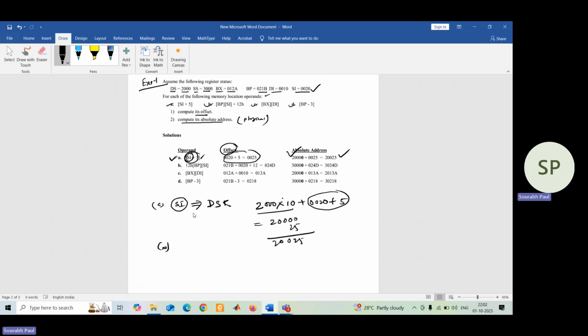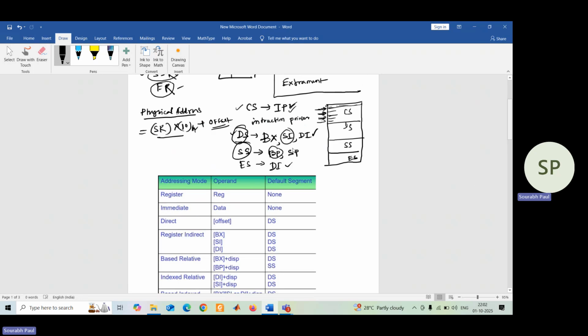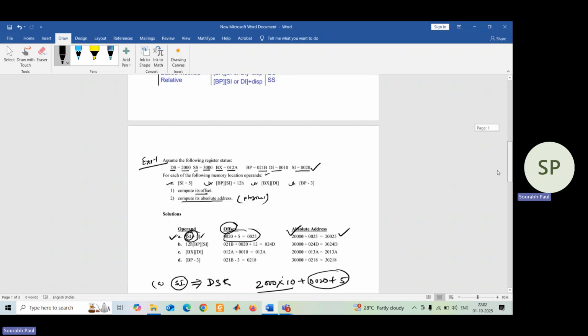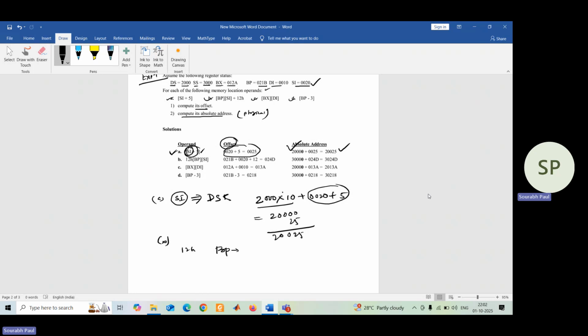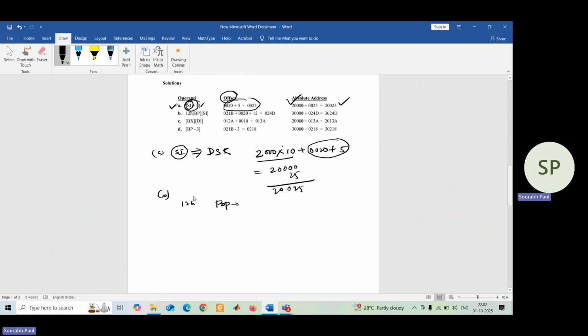Part B: 12H plus BP plus SI. Now, if base pointer BP is given, then the corresponding segment is stack segment. Just now we have seen. So stack segment means we have to find its corresponding stack segment register, and you know the stack segment register value is given as 3000 in this question. So what do you have to do? In this question, BP is given.